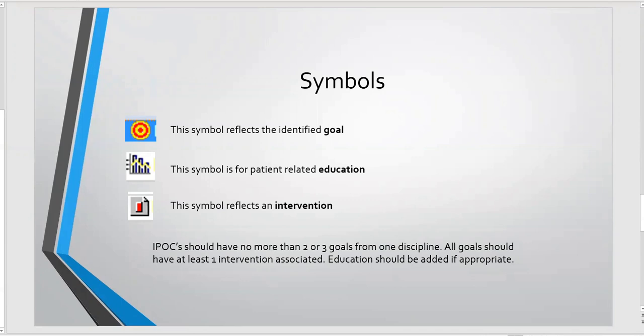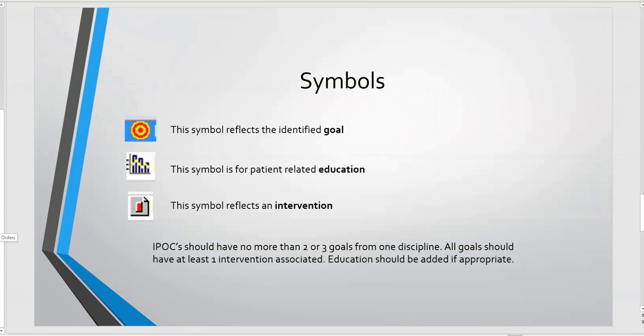The next is the chart symbol. This symbol is for any patient-related education. The last symbol is the gray and red square. This reflects an intervention. So for each discipline, like for nursing, a patient should have no more than 2 or 3 goals.